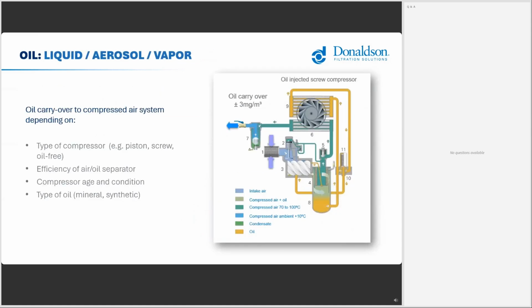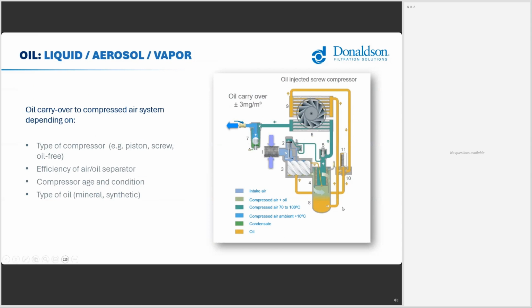Oil. Oil in liquid, aerosols, and vapor state comes into the compressed air system in oil lubricated compressor systems, of course. And here on the right, you see the chart of a compressor with, and you see two loops here. One is the part for where the compressed air is going through, and the second one, the yellow one, that is the oil loop. And it starts here in the compressor already at the suction filter at this point here.